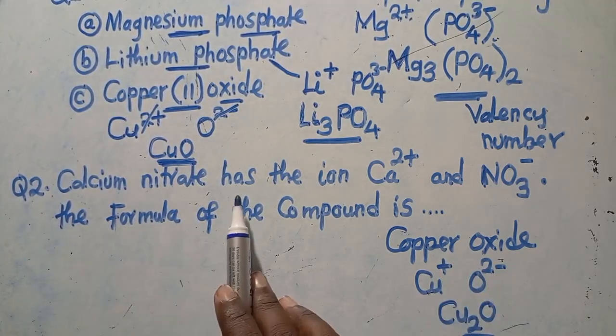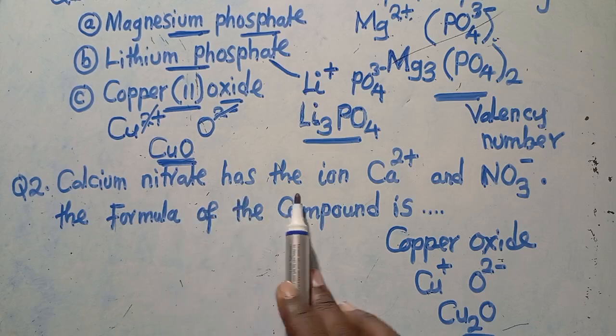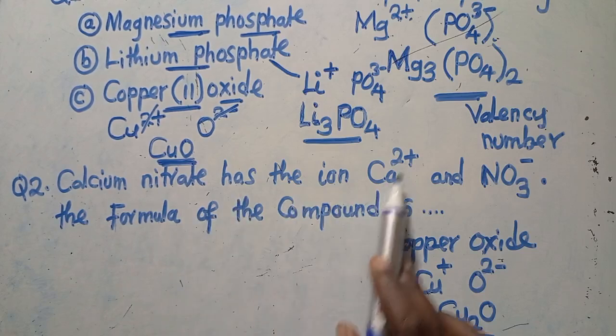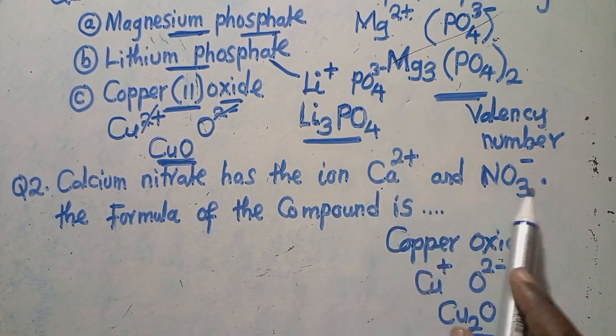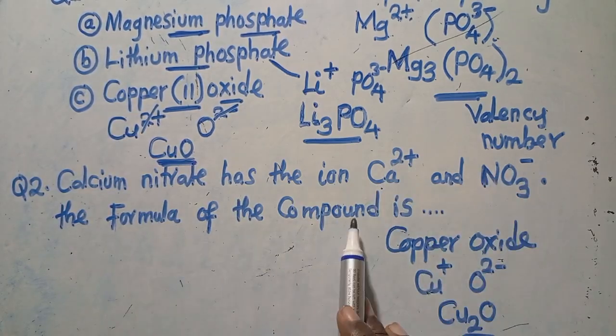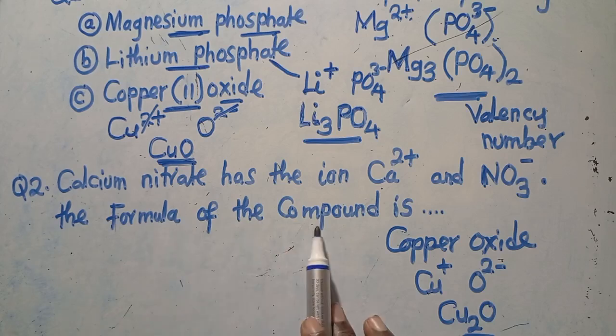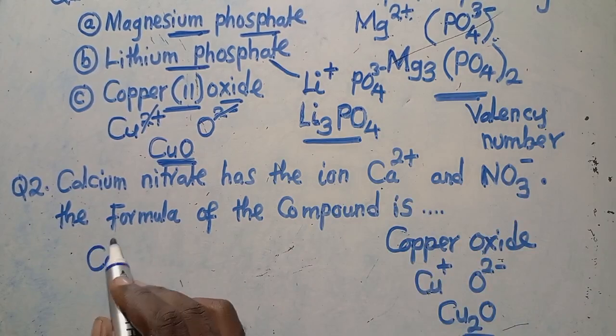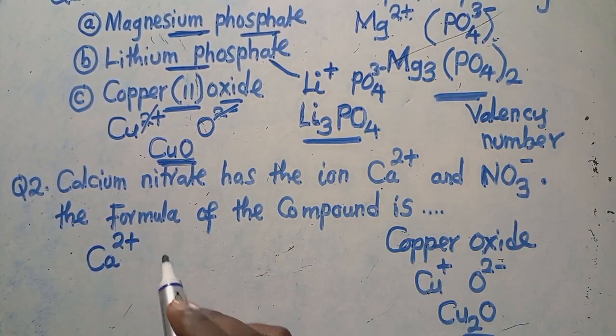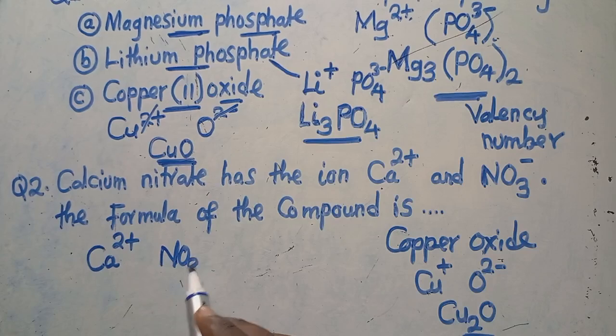We go to this question. Calcium nitrate as the ion. That is the ion. This is calcium. Have you seen? This is nitrate. What is the formula of the compound? Hey, this is so simple. They have already written that for us. 2 plus. Okay. Then nitrate, it is 1 minus.